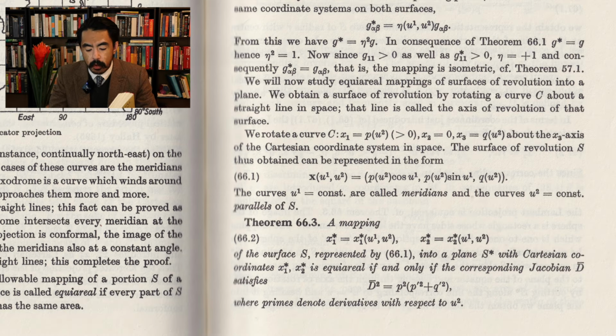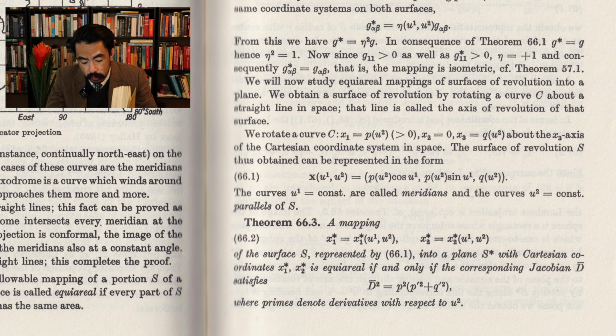We will now study equiareal mappings of surfaces of revolution into a plane. We obtain a surface of revolution by rotating a curve capital C about a straight line in space. That line is called the axis of revolution of that surface. We rotate a curve capital C represented by x1 equals a function lowercase p in terms of coordinate u2, which is positive, x2 which is equal to 0, and x3 which is equal to a function lowercase q in terms of coordinate u2, about the x3 axis of the Cartesian coordinate system in space.